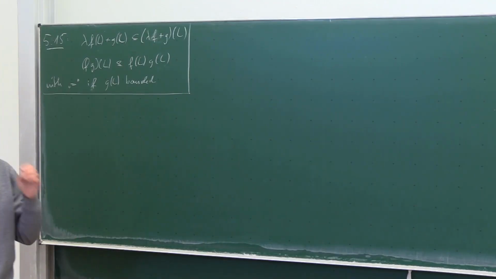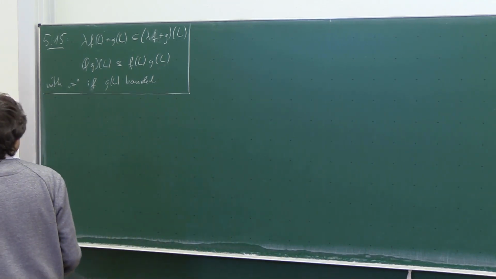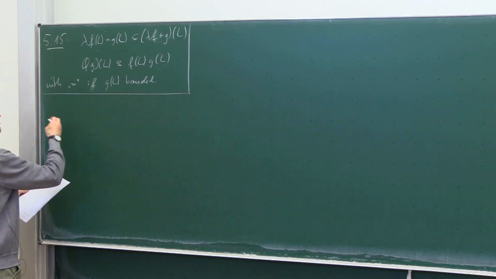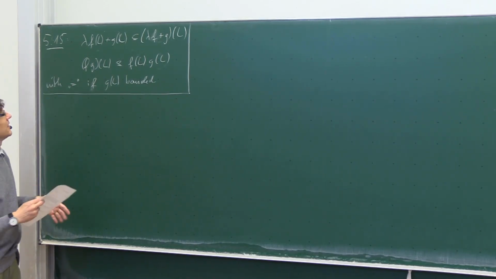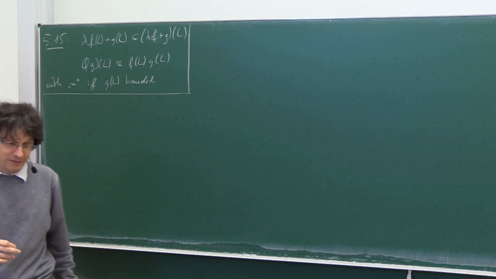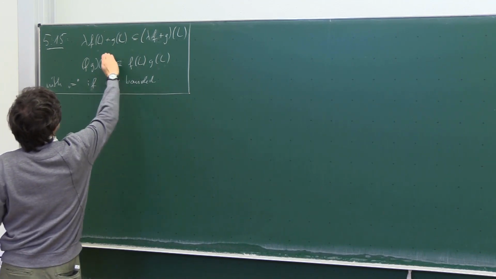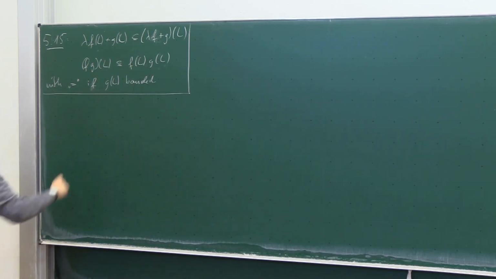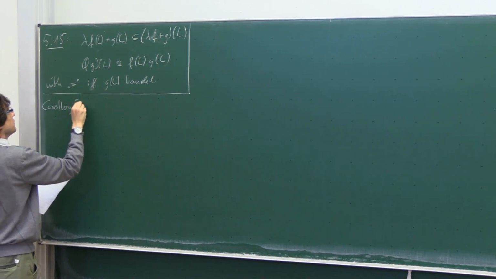So let's continue and see how much we've improved our calculus. And so I put down again here in shorthand writing the result of this theorem 5.15 that we just had. So the two inclusions and equality if G of L is bounded. And from this we can now get some corollaries.